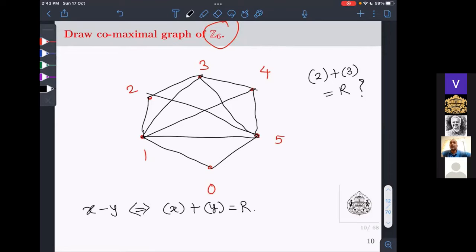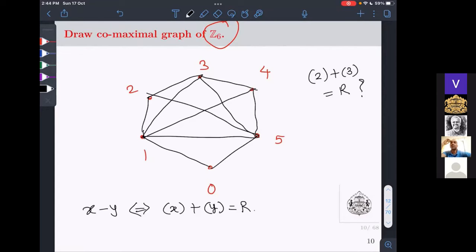And I think this is the graph of Z6. Just check whether any adjacency is missing or not. I think, yes, I did it correctly. Okay. Now, this is the graph which we drew using all the vertices of ring R as vertices of that graph.